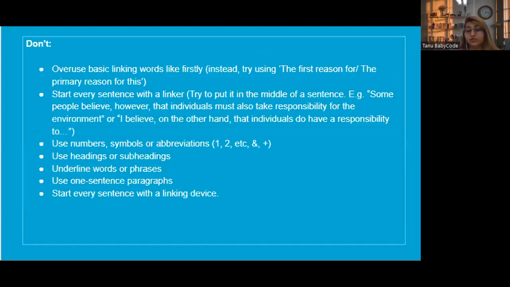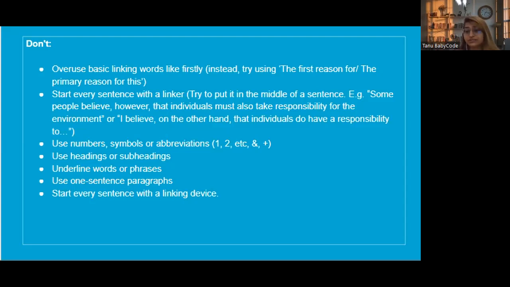Now, what are the don'ts? Don't overuse basic linking words like firstly, secondly. Instead, try using phrases like the first reason for this, or the primary reason for this is, right? Don't start every sentence with a linker. Try to put it in the middle of a sentence. For example, some people believe, however, that individuals also take responsibility. So don't start a sentence with a linker only, right?